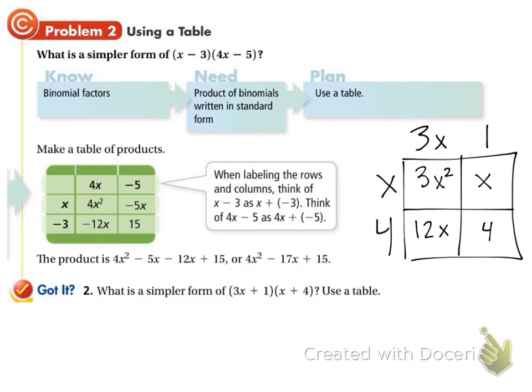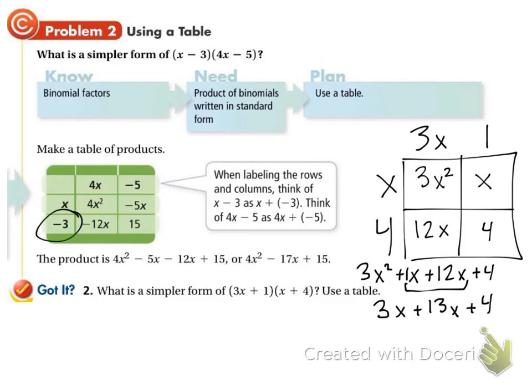And then we just need to add that. So 3x squared plus x plus 12x plus 4. And then I can combine these two middle terms. So x plus 12x, that's a 1 out front, right? So 13x plus 4. Okay? If you have a minus sign, look at their problem: x minus 3. That minus needs to go with the 3 to make it a negative 3.